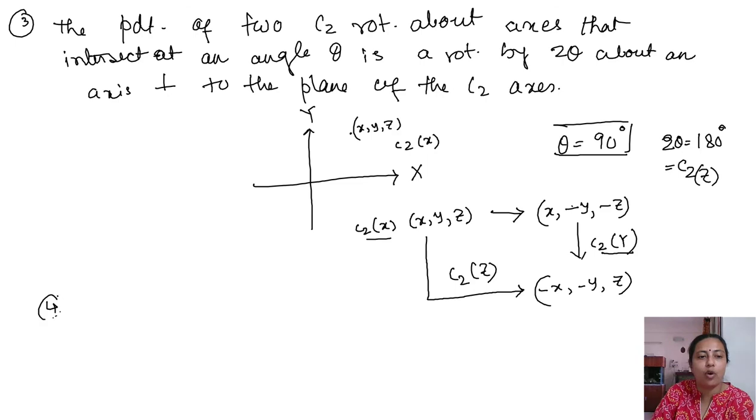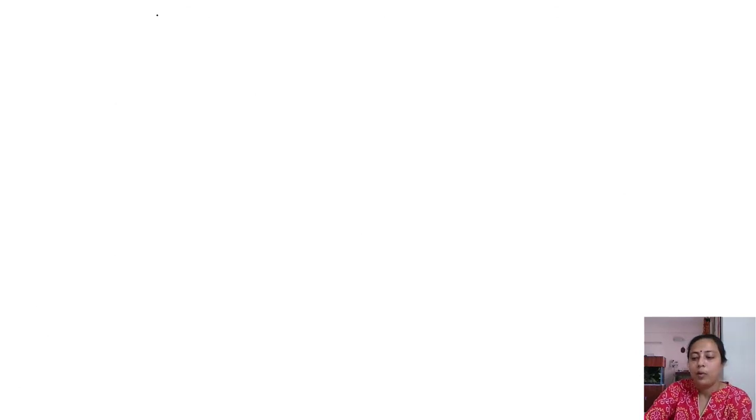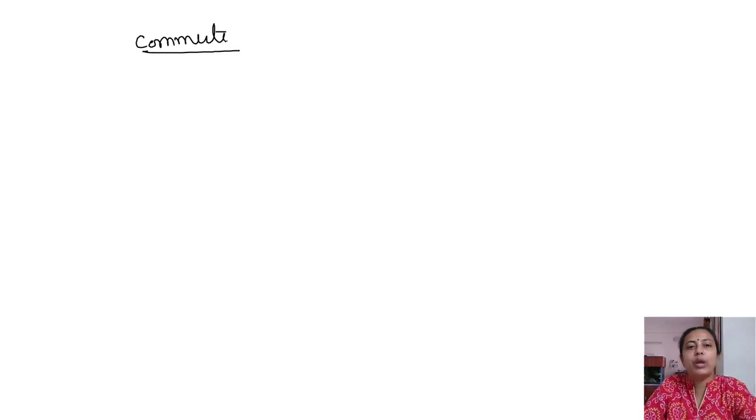The other one we have already seen: if we have a C2 axis and we have a sigma plane, that automatically generates the inversion point i. With this one, we have come almost to the end, and we can find out which symmetry operations commute and which do not. So we can say that the following pairs of symmetry operations commute with each other.